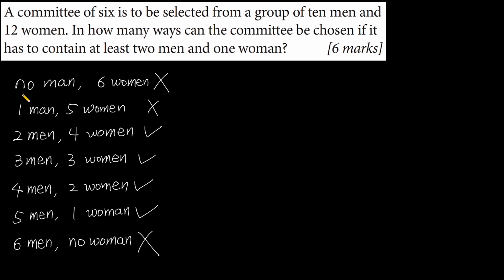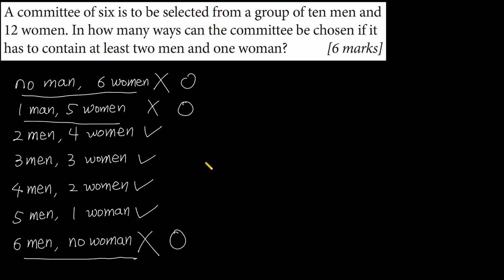Now we know that there are 3 cases that do not fulfill the requirement. So we can find the total number of committees without restrictions and find the number of committees of these 3 cases, and then use the total number of committees minus the number of committees of these 3 cases. Then the result is the number of committees that fulfill the requirement.